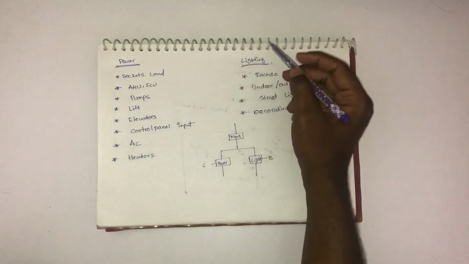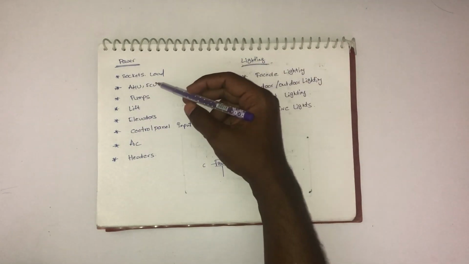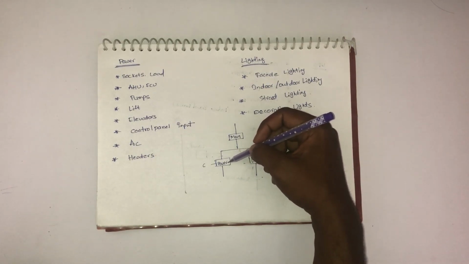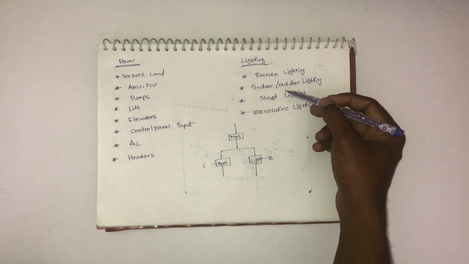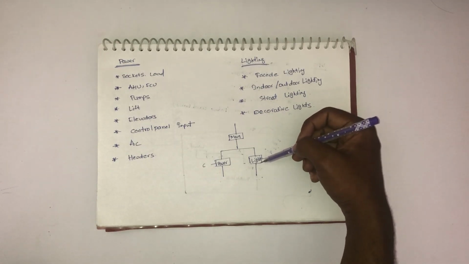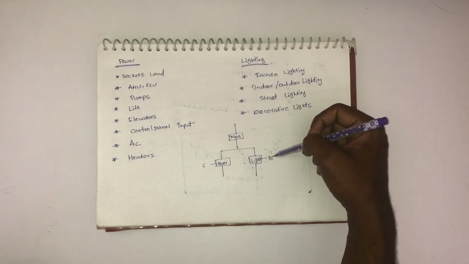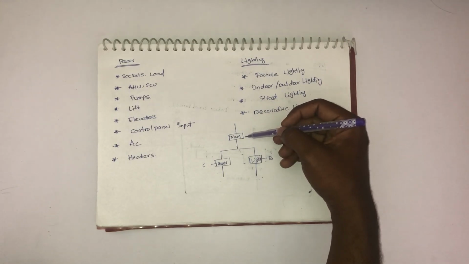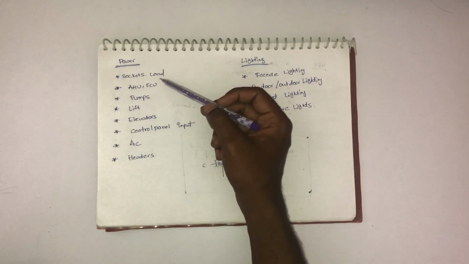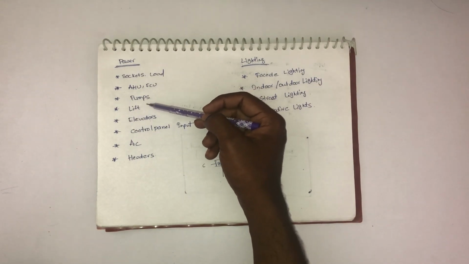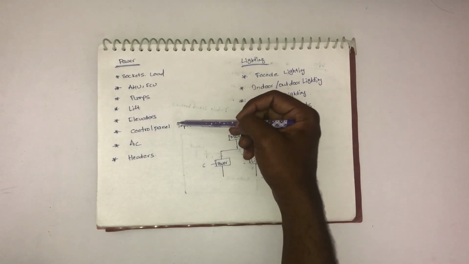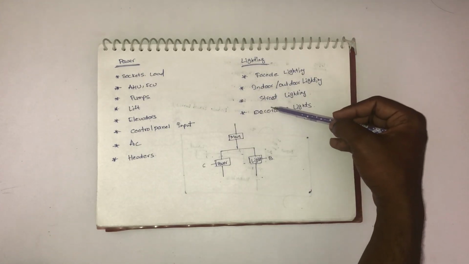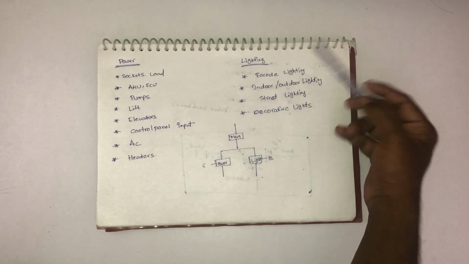The power system and lighting system being separate means the power load is connected to the power distribution board and has a C type of breaker, and the lighting load is connected to the lighting distribution board and has a B type of breaker, but the main incomer is only coming from the main distribution board. Power loads include sockets, AHU, FCU, pumps, lift, elevator, the control panel input, and the AC. Lighting load means facade lighting, indoor outdoor lighting, street lighting, decorative lighting. These are the lighting loads.